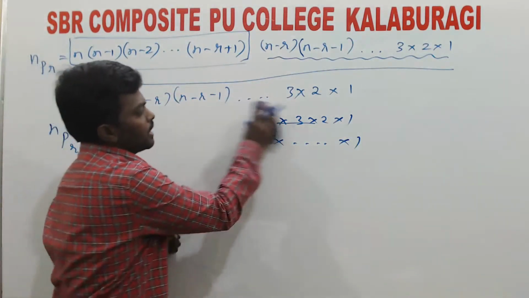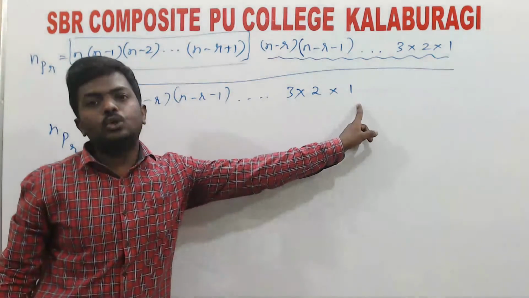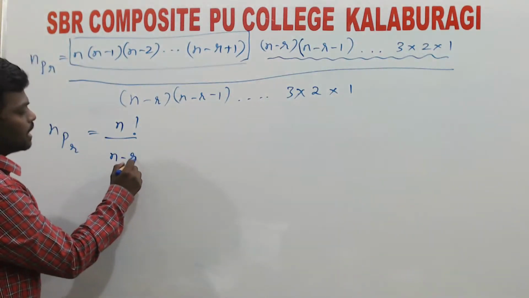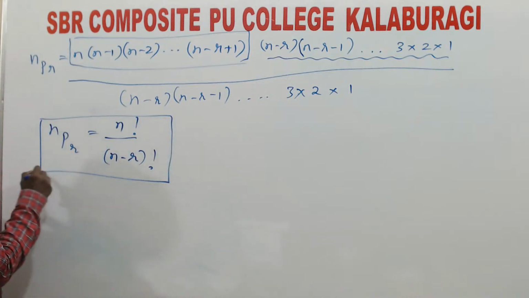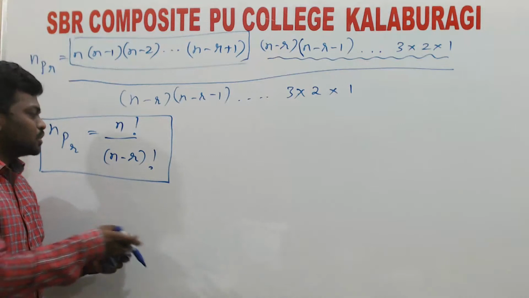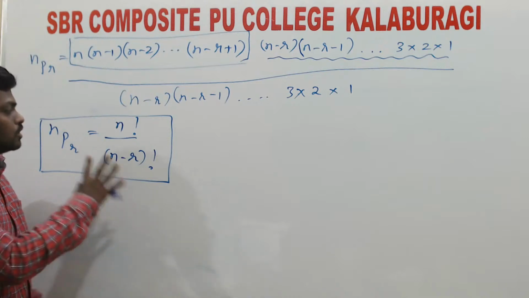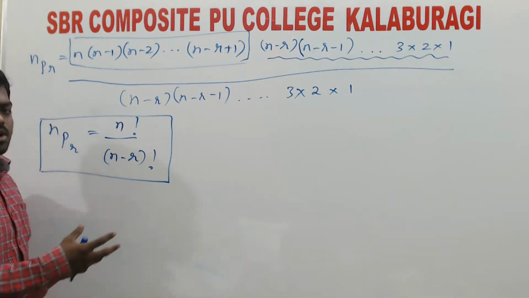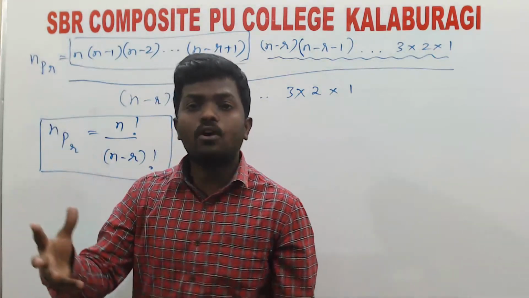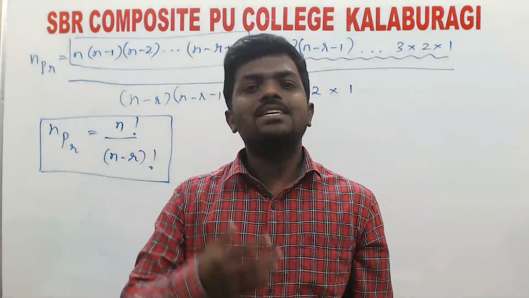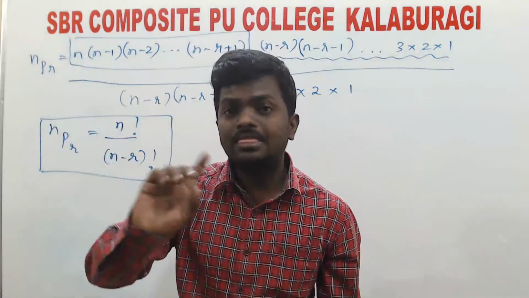Now look here. In the denominator, it starts with n minus r and goes on up to 3 into 2 into 1. So this is nothing but n minus r factorial. This is a simple formula to remember and use. It looks very short and sweet, rather than the previous lengthier one. Memorize it: to arrange r things out of n things, the formula is n factorial by n minus r factorial. Is that clear, students? This is the formula for permutation with the condition.